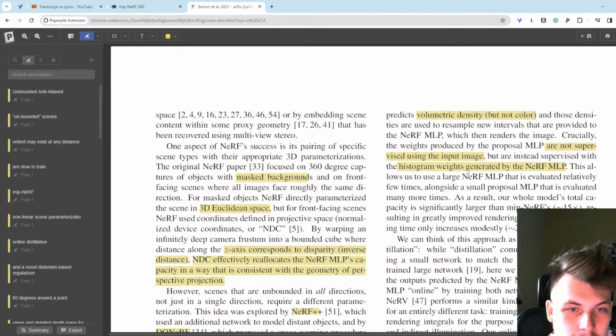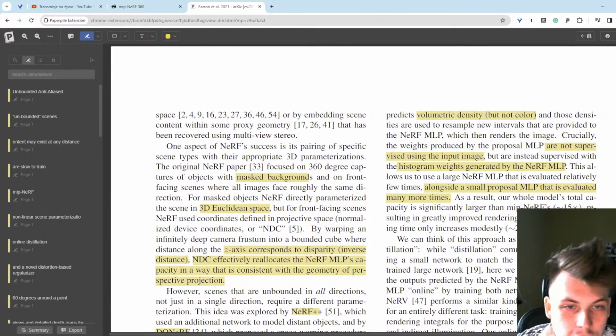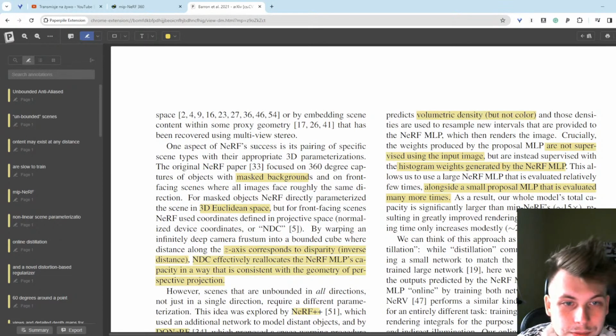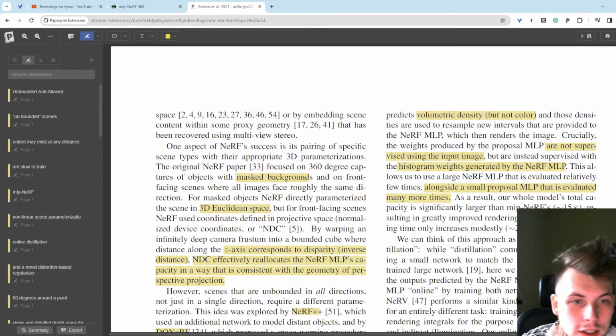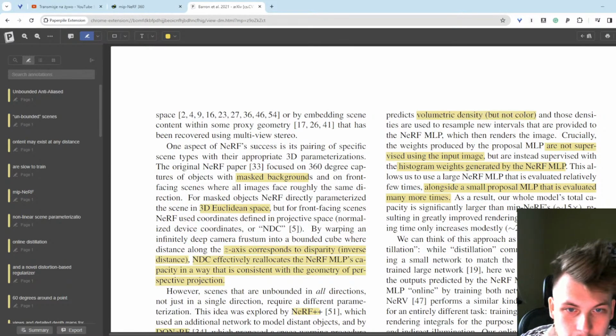This allows us to use a large NeRF MLP that is evaluated relatively few times, yes, alongside a small proposal MLP that is evaluated many more times, yeah. So when you have this approximator, let's assume this proposal MLP is already trained, we just put in uniformly sampled points many times and get a very exact histogram, and then we use that to sample this big NeRF MLP only once, correctly. So yeah, this sounds like a good idea. This is a two-step process, but it sounds like a much faster process.